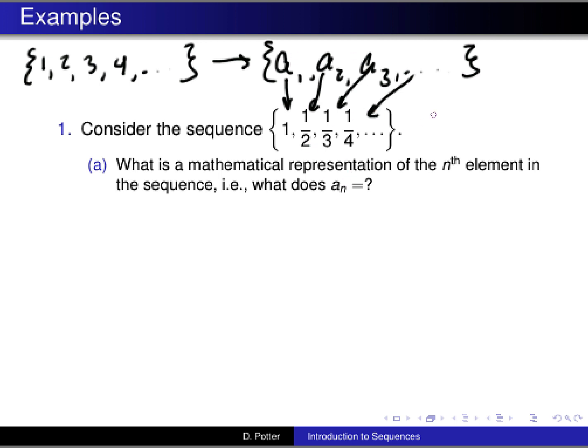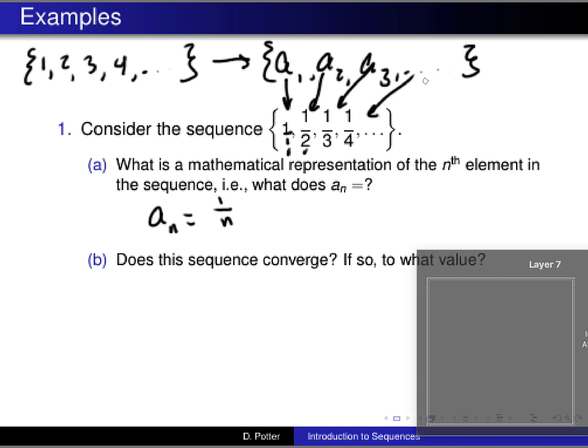And I hope you can see exactly what the pattern is. I've made this pretty straightforward. What's going on? Well, if I think of this as 1 over 1, then really, here are the n's. n is 1, n is 2, n is 3, n is 4, and the top is constant. So I'd say that a sub n is equal to 1 over n. That's the pattern that we've got going here.